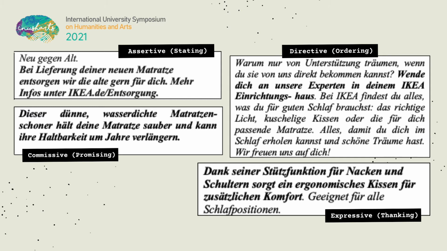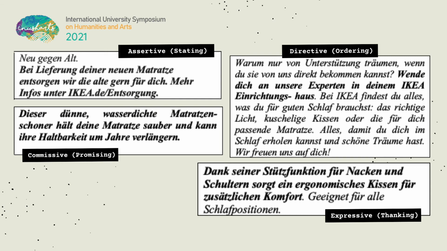Directive functions are marked by the usage of imperative sentence. Commissive functions are marked by the usage of sentences that bound the speaker to make a commitment or promise to do a certain act in the future, while expressive functions are marked by the usage of words or phrases that express the speaker's psychological attitude.